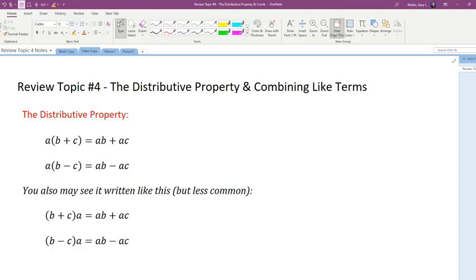So today we're going to be talking about the distributive property and also combining like terms. Nothing we're going to talk about here today is stuff you haven't seen before, so this is all review.